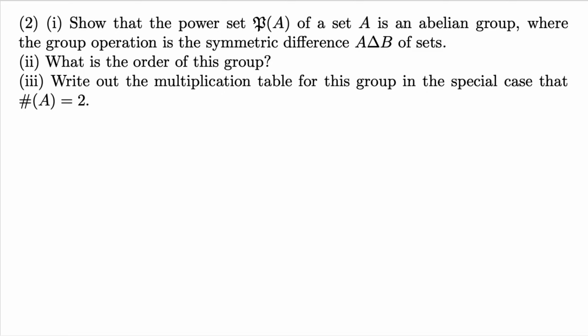Welcome. Today we'll be considering question 2, which has 3 parts, which read as follows. One: show that the power set P of a set A is an abelian group where the group operation is the symmetric difference A symmetric difference B of sets. Two: what is the order of this group. And three: write out the multiplication table for this group in the special case that the cardinality of A is equal to 2.